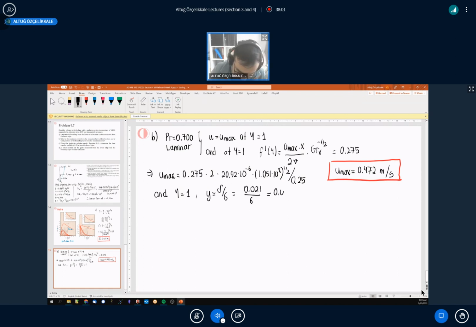That's 0.0035 meter. That's the particular location I meant. That's from the surface where this velocity occurs. Okay.